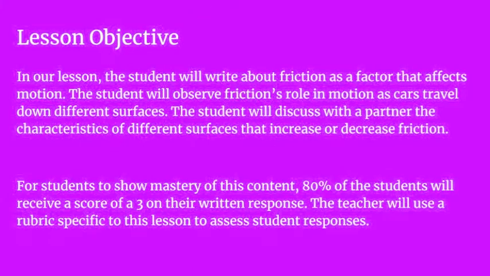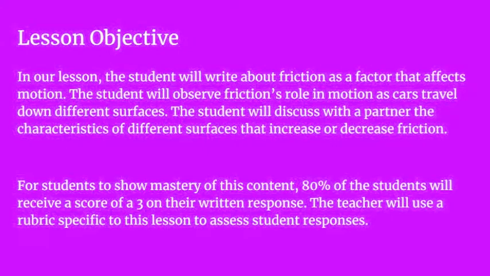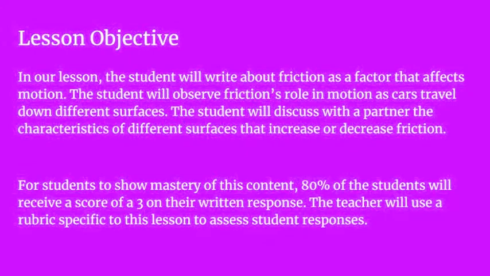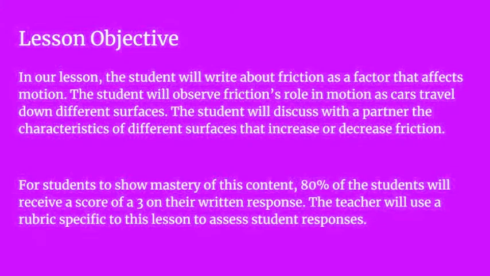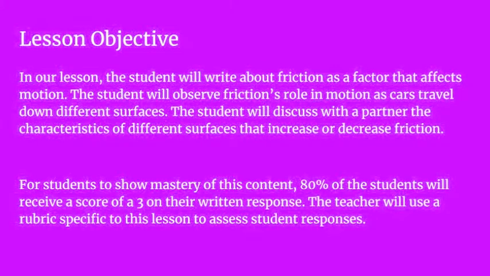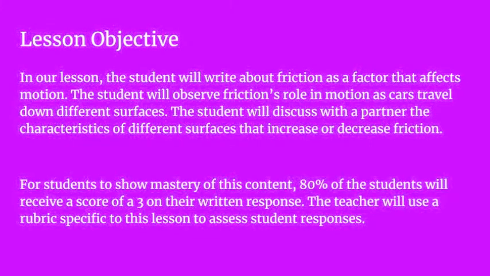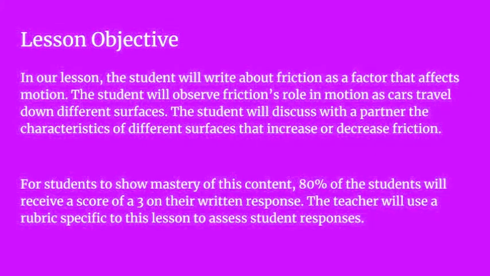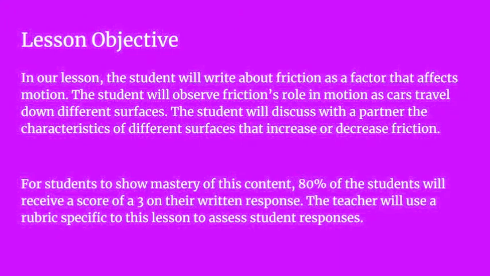Lesson objective. In our lesson, the student will write about friction as a factor that affects motion. The student will observe friction's role in motion as cars travel down different surfaces. The student will discuss with a partner the characteristics of different surfaces that increase or decrease friction. For students to show mastery of this content, 80% of the students will receive a score of a 3 on their written response. The teacher will use a rubric specific to this lesson to assess students' responses.